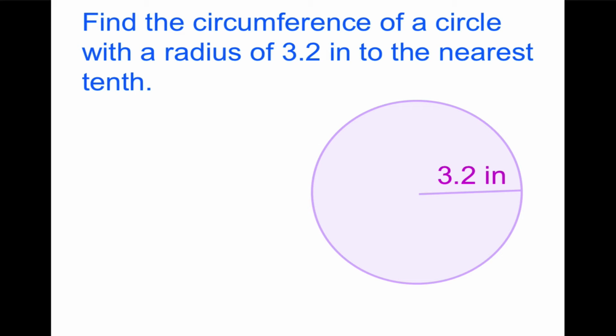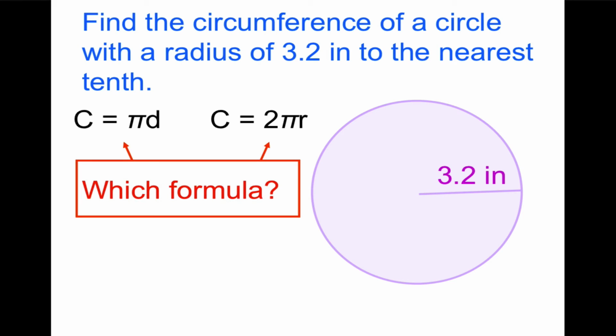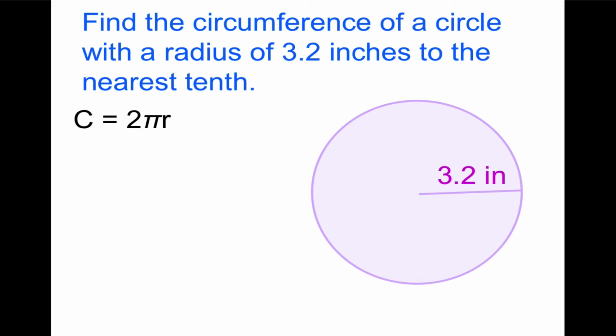Find the circumference of a circle with a radius of 3.2 inches to the nearest tenth. So once again, we have a choice of formulas. Which formula shall we choose? In this case, we know the radius and not the diameter, so we'll choose 2 pi r. The radius is 3.2, so we substitute in and we say C equals 2 times pi times 3.2. Now, 3.2 times 2 is 6.4, so 6.4 times pi would be the exact answer.